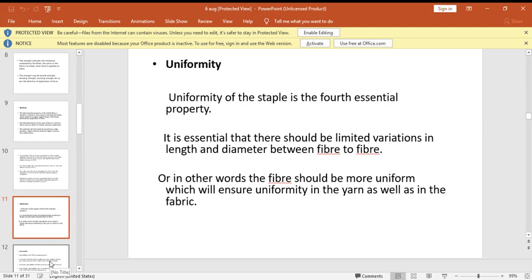Yes, uniformity of the staple length is the fourth essential property, and it is essential that there should be limited variations in length and diameter from fiber to fiber. In other words, the fiber should be more uniform, which will ensure uniformity in the yarn as well as in the fabric.